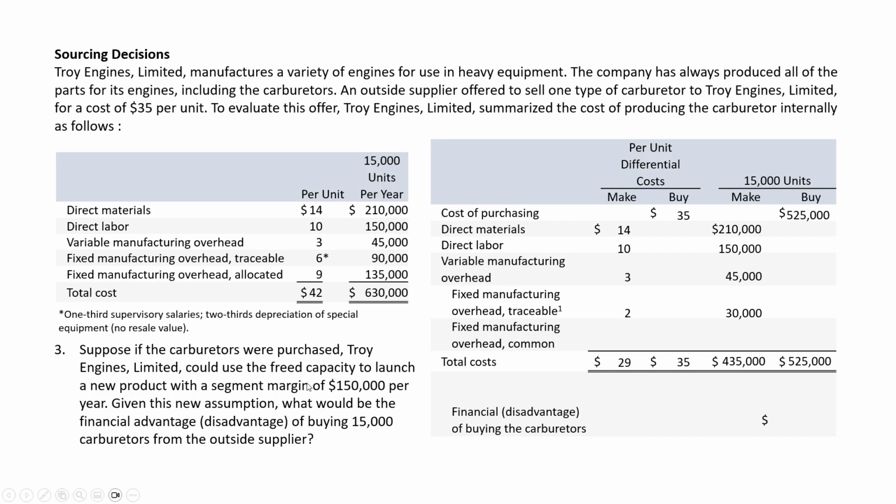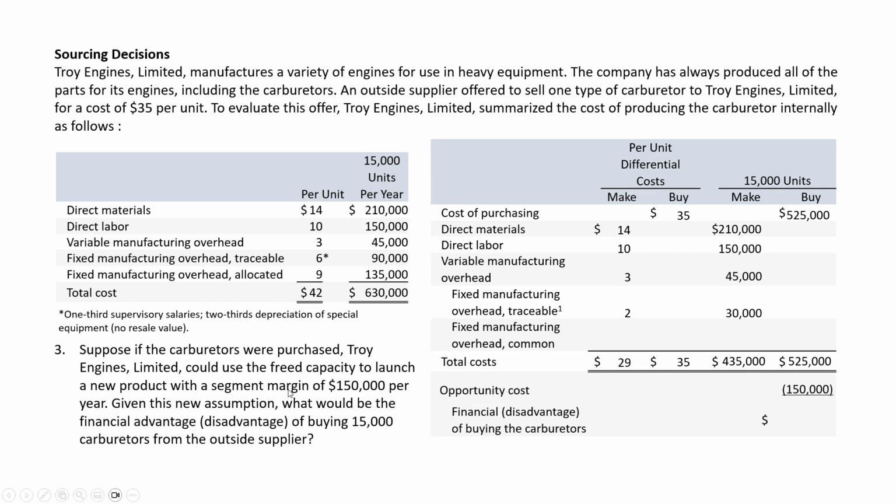Given the new assumption, our decision before was it's less costly to make, so let's continue to make. Would we still want to continue to make, or would we buy? What would be the financial advantage or disadvantage? We need to talk about opportunity costs. Opportunity cost is a benefit that you forgo as part of making one decision versus another.